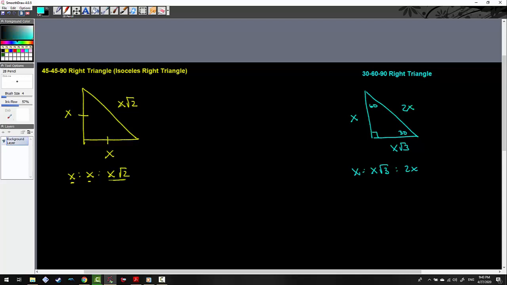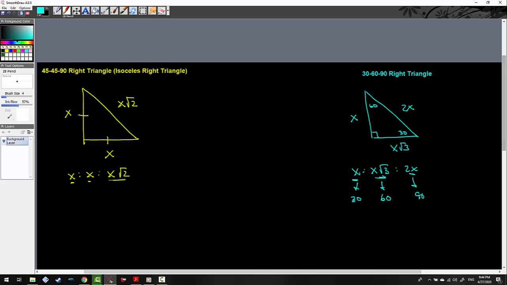The 30-60-90 right triangle follows more of a fast food pattern where you have a small side, medium side, and a large side. Remember, the small side is always opposite the smallest angle, which is 30. The medium side is opposite the medium angle, which is 60. And the large side is opposite the large angle, which is 90.